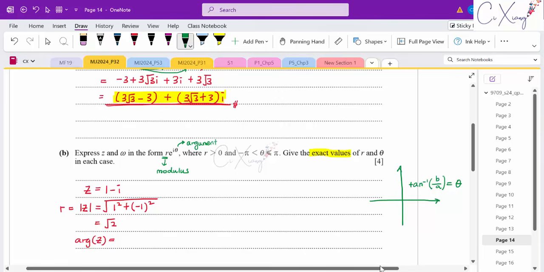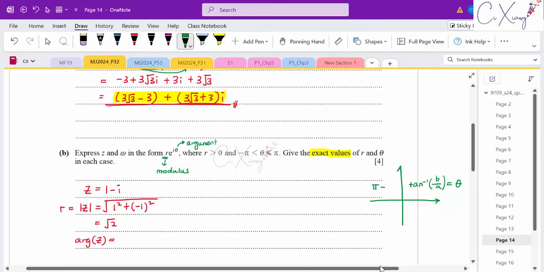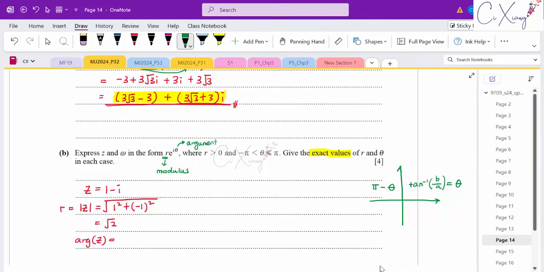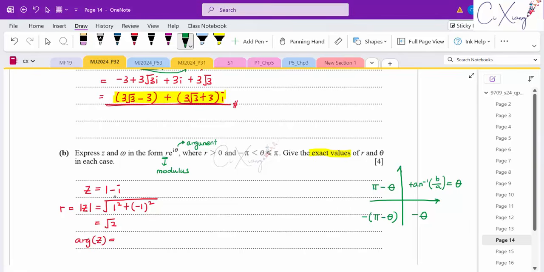If your complex number is in the second quadrant, then the answer will be pi minus the basic angle. If it belongs to the third or fourth quadrant, we have to measure it as a negative angle in the opposite direction. So this one will be the negative basic angle, and this one will be negative of pi minus the basic angle. These are the four quadrants that we have. If you look at our Z, Z is 1 minus i: positive 1 is positive x, and minus 1 means negative y. So your Z belongs to this quadrant.